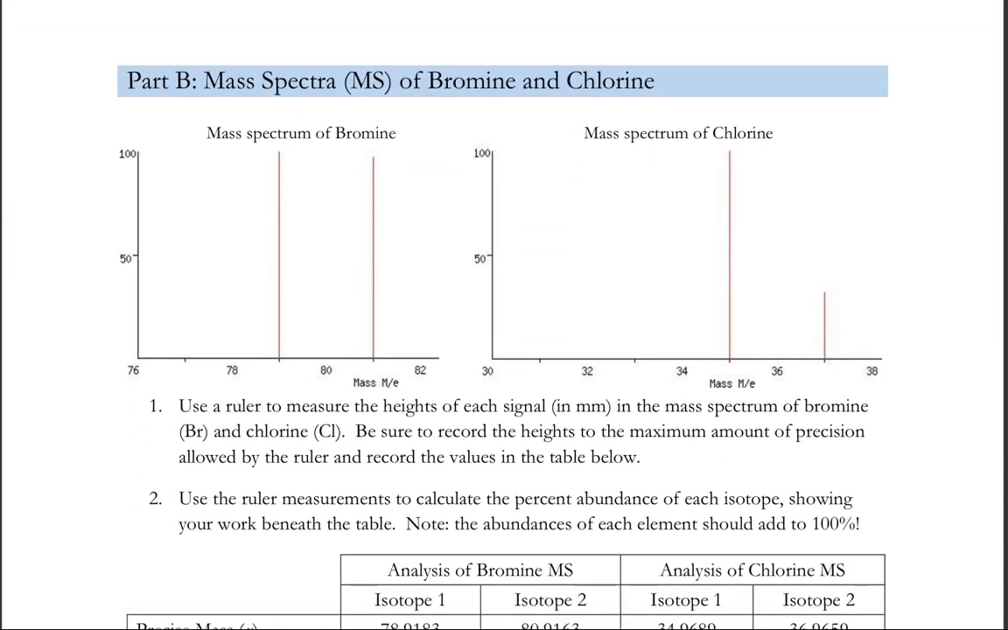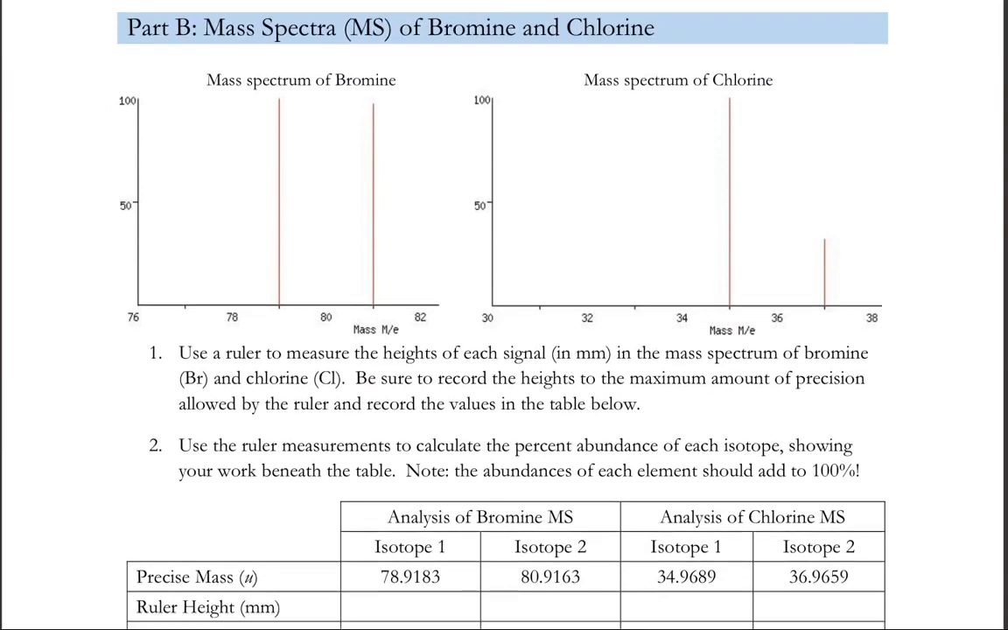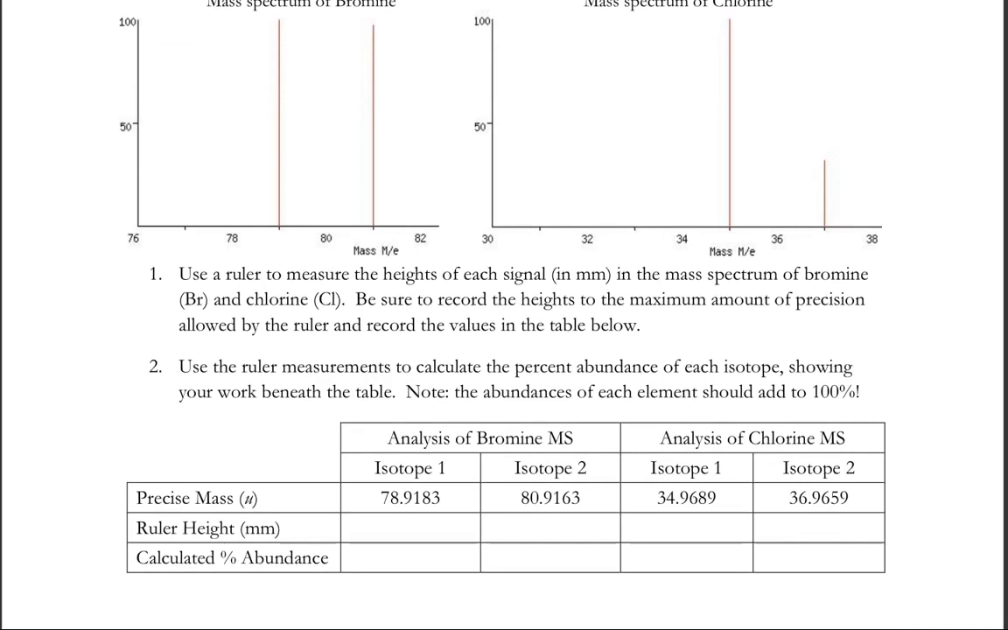Okay, part B, the mass spectra. We're working with bromine and chlorine. So if we ran bromine in a mass spectrometer, that would be our mass spectrum, the one on the left. If we ran chlorine, that would be its mass spectrum, the one on the right. So of course you know abundance is the y-axis, mass is the x-axis. And we're told to, first off, get out a ruler. So get a precise ruler in millimeters, measure the heights of all 4 of those signals. And we're told the precise mass of those signals.